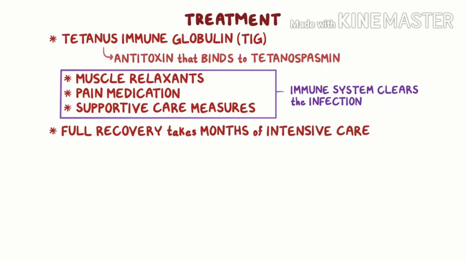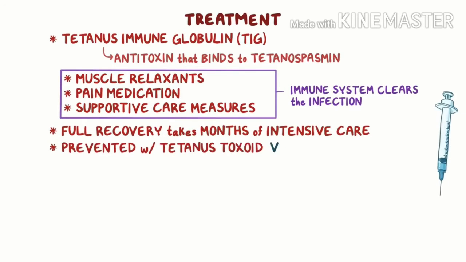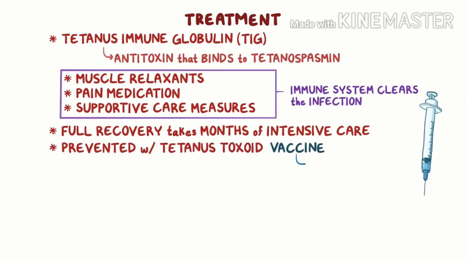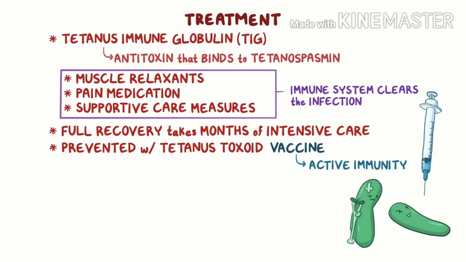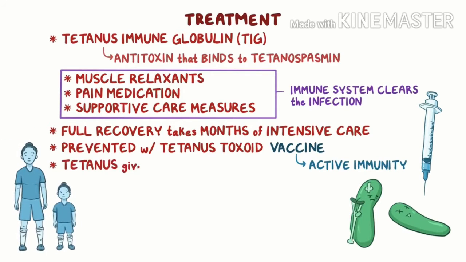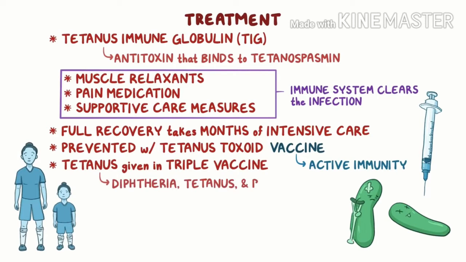Fortunately, tetanus infection can be prevented with the tetanus toxoid vaccine. Vaccination generates active immunity by injecting weakened or dead versions of the disease agent into the body. Tetanus vaccines in childhood and adolescence are given in the form of a triple vaccine that covers diphtheria, tetanus, and pertussis in a single jab.